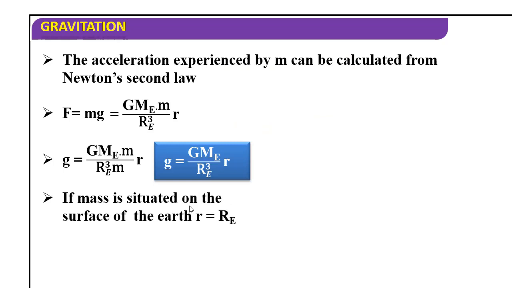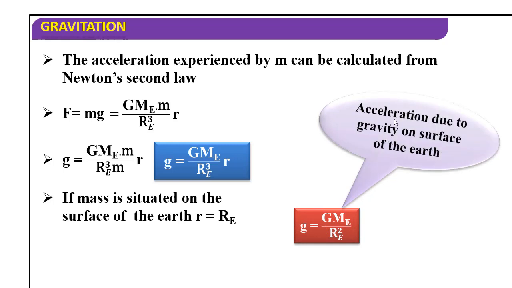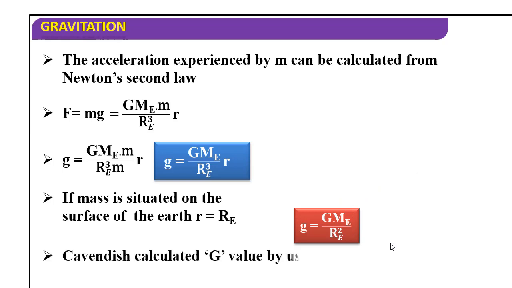If the mass is situated on the surface of the earth, r is equal to R E. So g is equal to G M E by R E square. The acceleration due to gravity on the surface of the earth is this. This is the formula. Cavendish calculated the G value by using the above formula only.